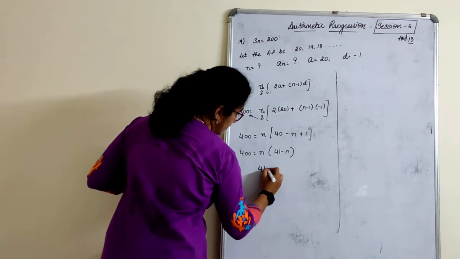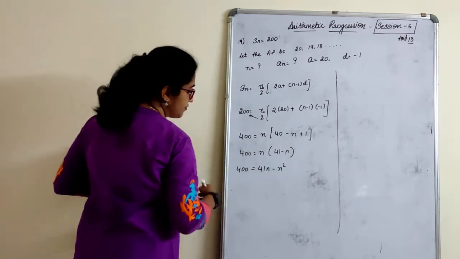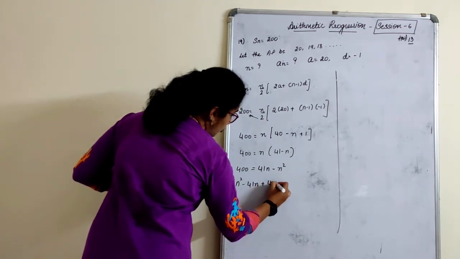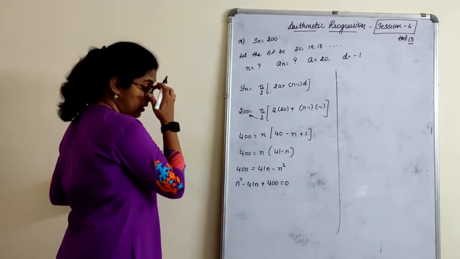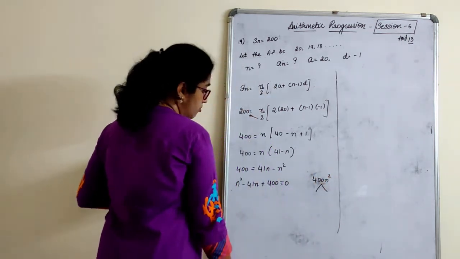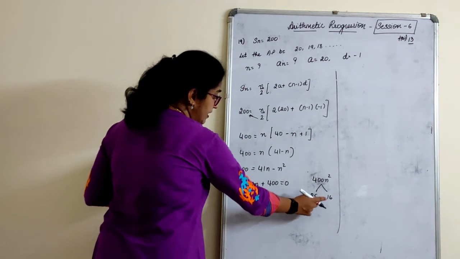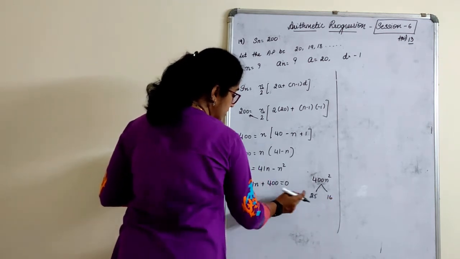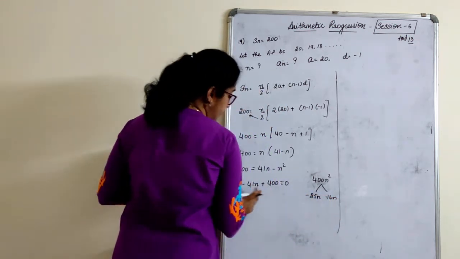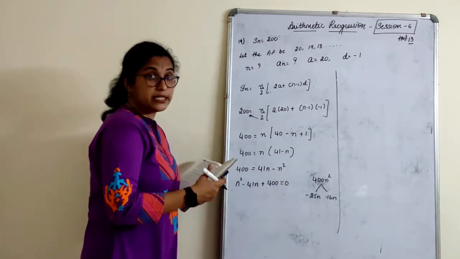So 41n minus n square is equal to 400. Let us shift everything here. n square minus 41n plus 400 is equal to 0. A quadratic equation. So 400, when you split the factors, you get 25 and 16. 25 and 16 will give you 400. 25 plus 16 will give you 41. Minus 25n minus 16n will give you minus 41n. Minus 25n into minus 16n will give you plus 400n square.